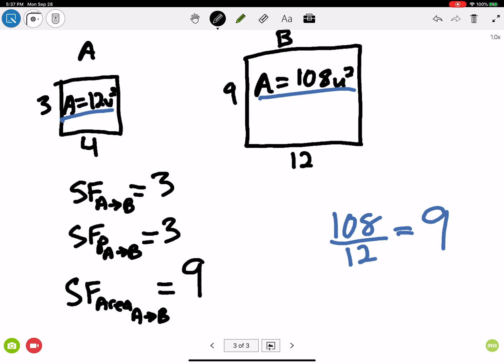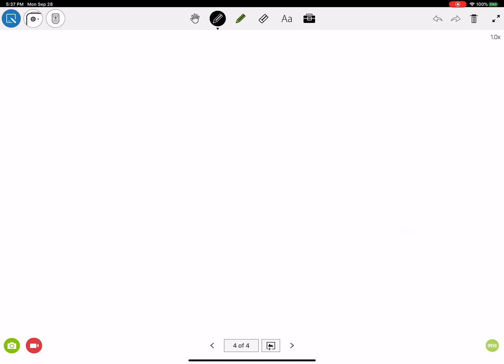Let's think about this. When I have sides, how do I measure my sides? Inches, feet, centimeters, millimeters, whatever. They're always in some sort of units.